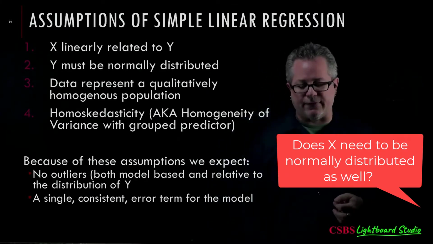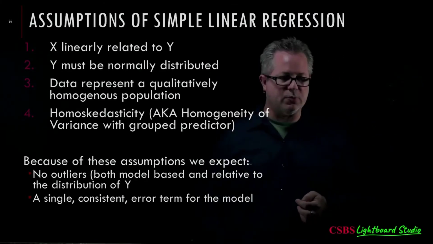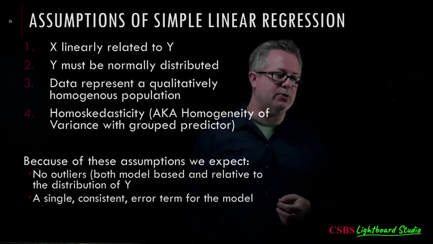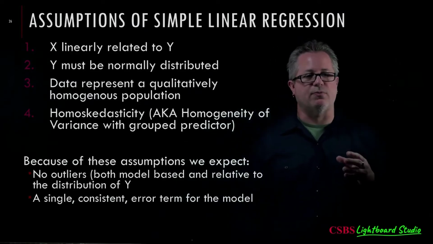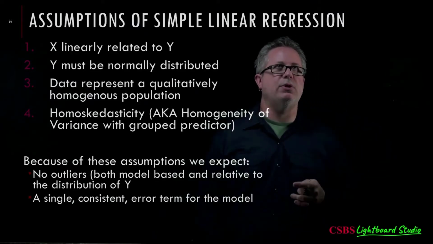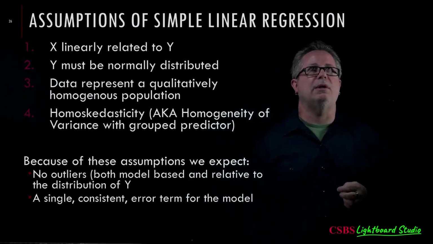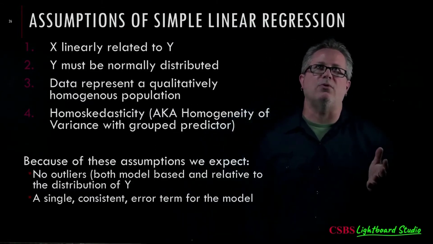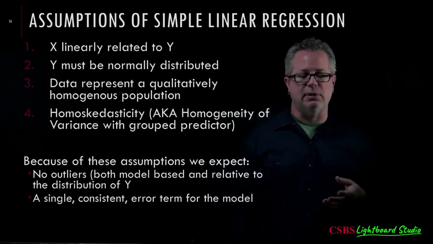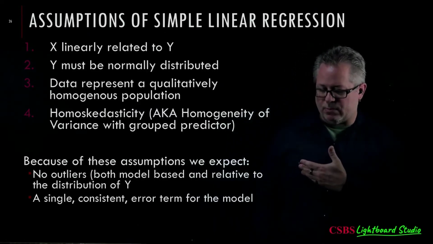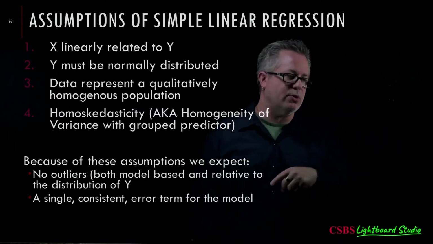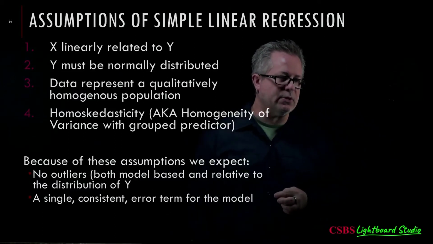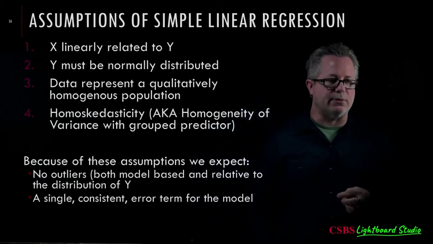X doesn't have to be normally distributed, because as we'll see, we can use dichotomous predictors and ordinal predictors. We just have to do special things to use them. If both X and Y are normally distributed continuous variables, then we have the traditional regression we're used to, with 2 continuous variables. But X doesn't have to be normally distributed. The assumption is on the outcome, not so much the predictor.